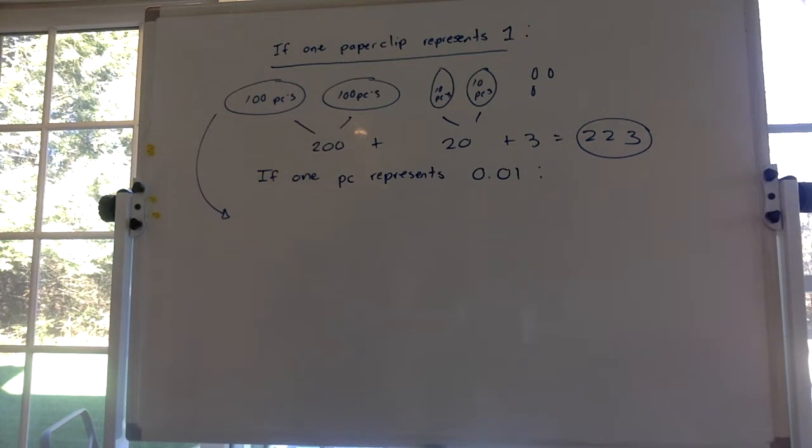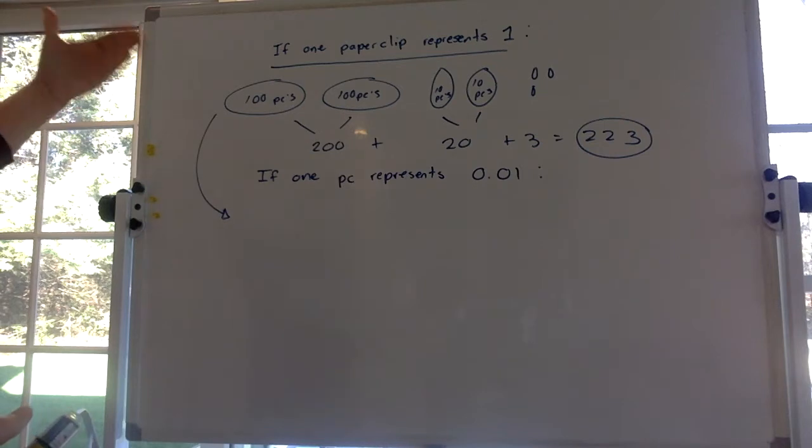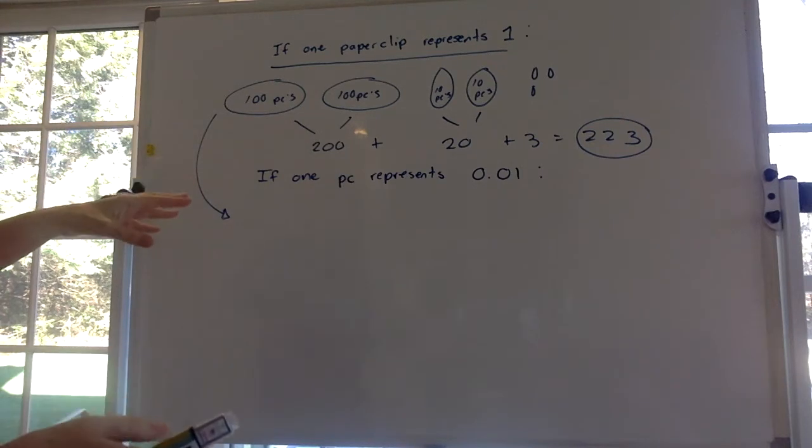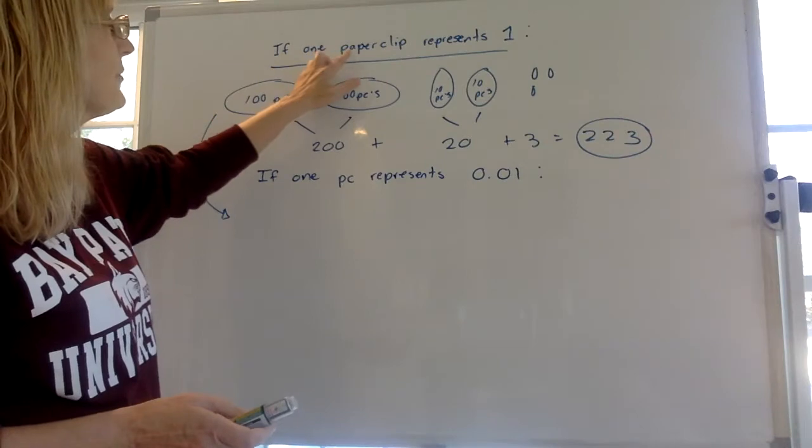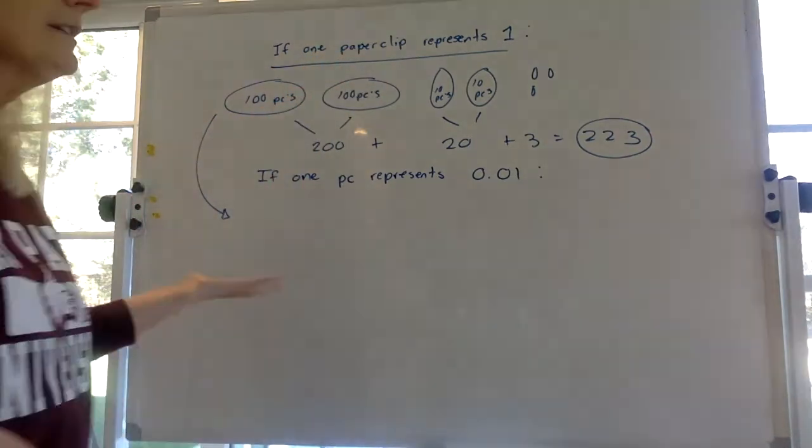Hello. In these examples, we're going to go over how we can use physical objects to represent decimal numbers. So in this case, we're talking about paper clips. So we have a bunch of paper clips. And if we let one paper clip represent just the number one, right?